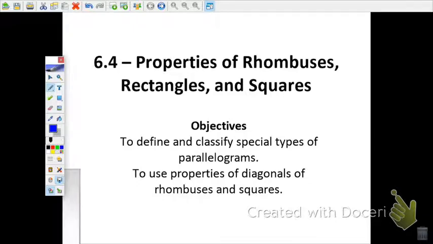So in section 2 that we covered last week, we talked about those properties of parallelograms. Rhombuses, rectangles, and squares all have those properties. They are a special type of parallelogram. And then be able to use the properties, specifically properties about their diagonals, that will help us solve some problems.